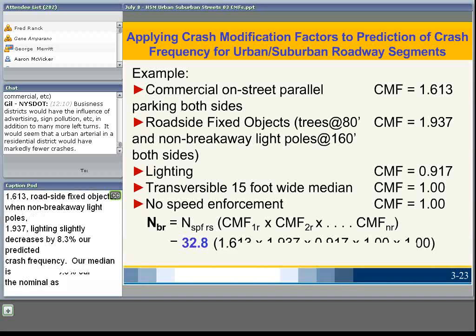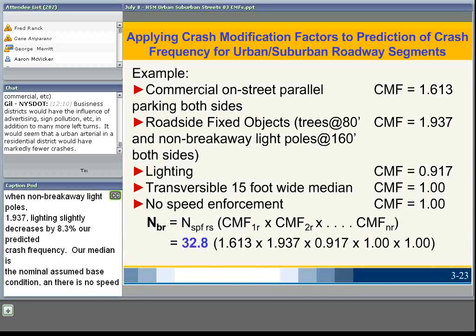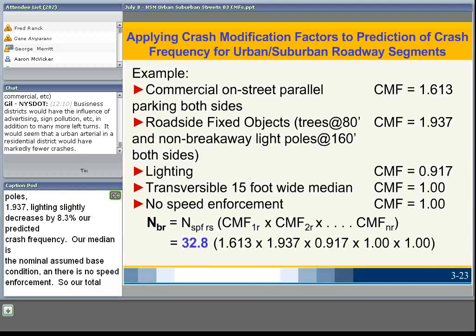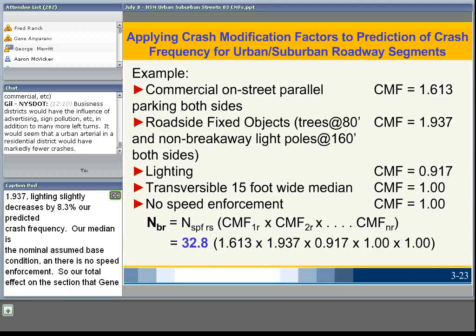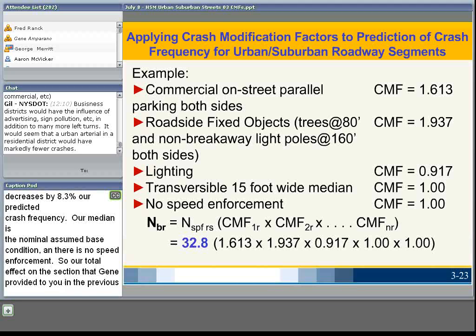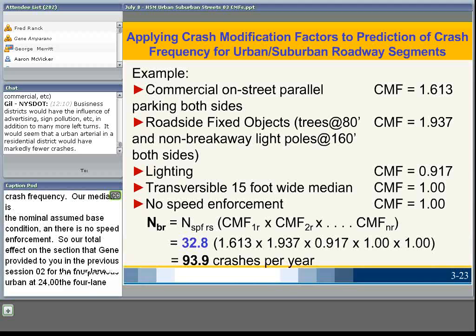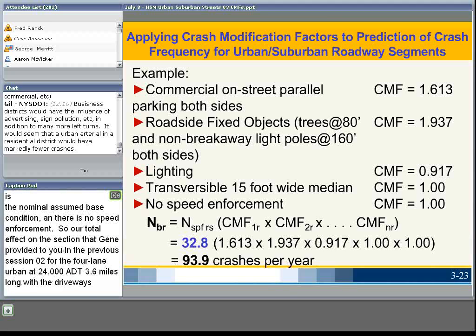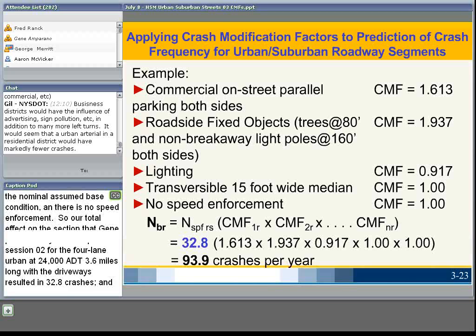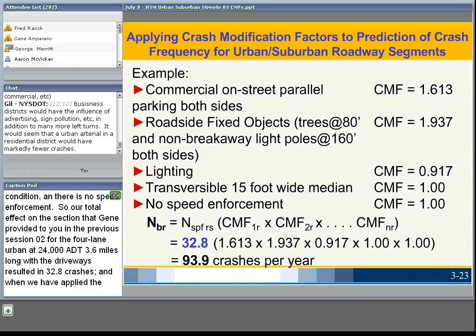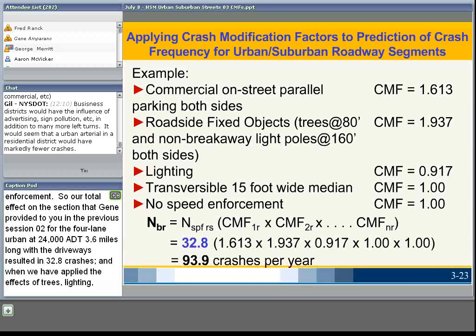Our fifth CMF for urban suburban streets is automated speed enforcement. You can now apply all of these together into the total result. And this is the power of the Highway Safety Manual, is that we can take the effects of individual measures and combine them mathematically by multiplying the effect of one to the other with these known CMFs that come from the 3 chapters in Part C of the Highway Safety Manual.